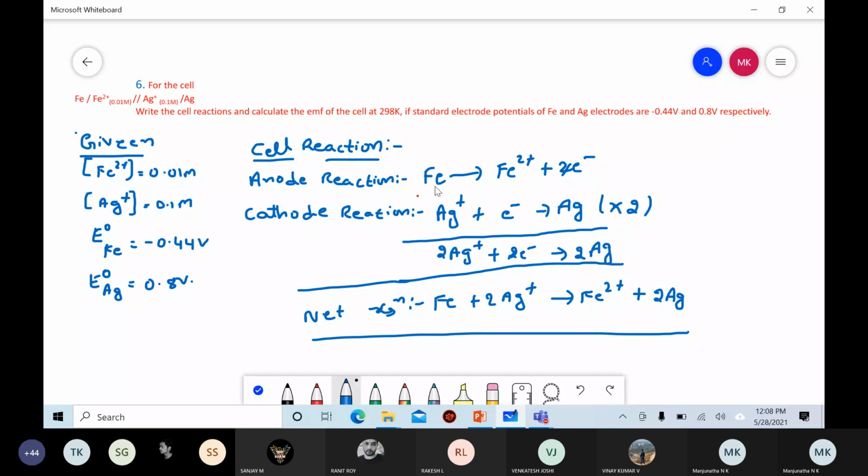This is a slight difference compared to previous numericals. Once in a numerical they give one electrode with a one-electron change and another with a two-electron change reaction, generally the cathode will have the one-electron change reaction. At that time, you need to multiply that one-electron change reaction by 2. Then the 2 electrons get cancelled. The remaining is the net cell reaction, that is Fe plus 2Ag+ gives rise to Fe2+ plus 2Ag. Is it clear?